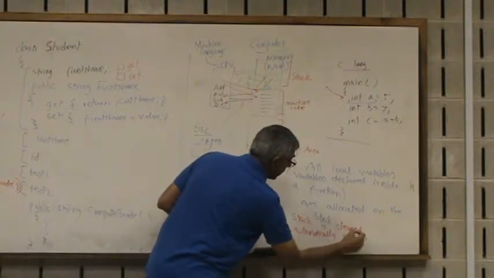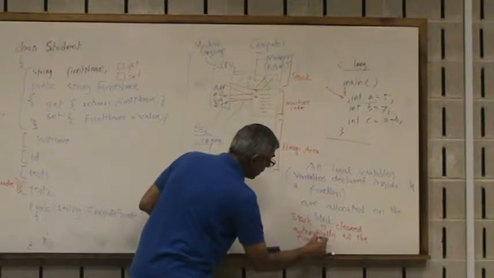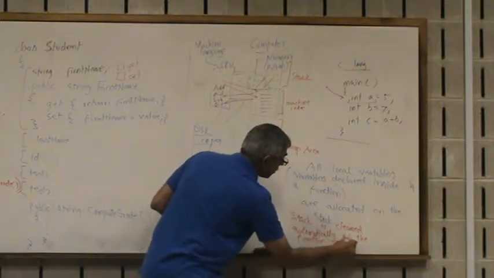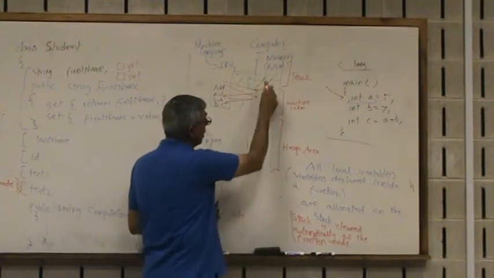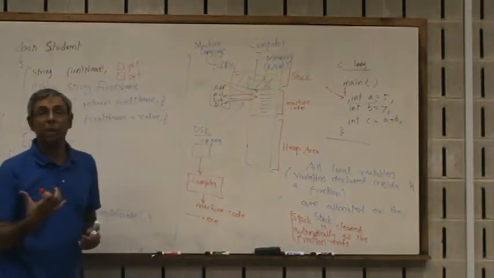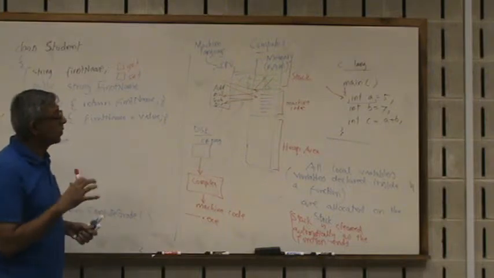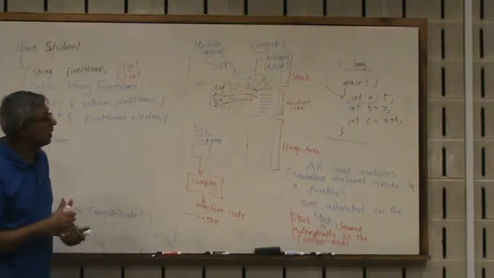As the function ends, where those variables were declared, those variables which were declared inside that function are automatically removed from the memory, okay? So that's one concept you need to know.